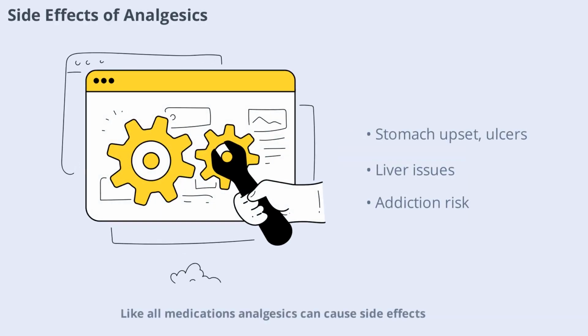Like all medications, analgesics can cause side effects. Non-opioids may lead to stomach upset, ulcers, or liver issues if overused. Opioids can cause drowsiness, constipation, nausea, and most seriously, addiction or overdose. It's important to use these medications as directed and to consult a healthcare provider if you experience any concerning symptoms. Awareness of side effects ensures safer pain management for everyone.